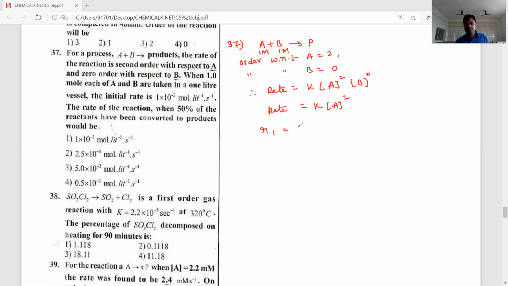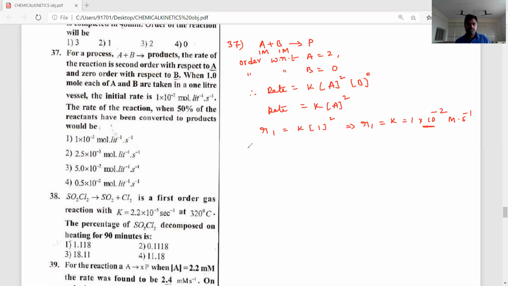to K into concentration of A. Concentration of A, how much? 1 molar they gave, 1 square. R1 is equal to K, which is equal to how much they gave? 1 into 10 to the power of minus 2 mole per liter second inverse, means molar second inverse. Okay, it's very clear.